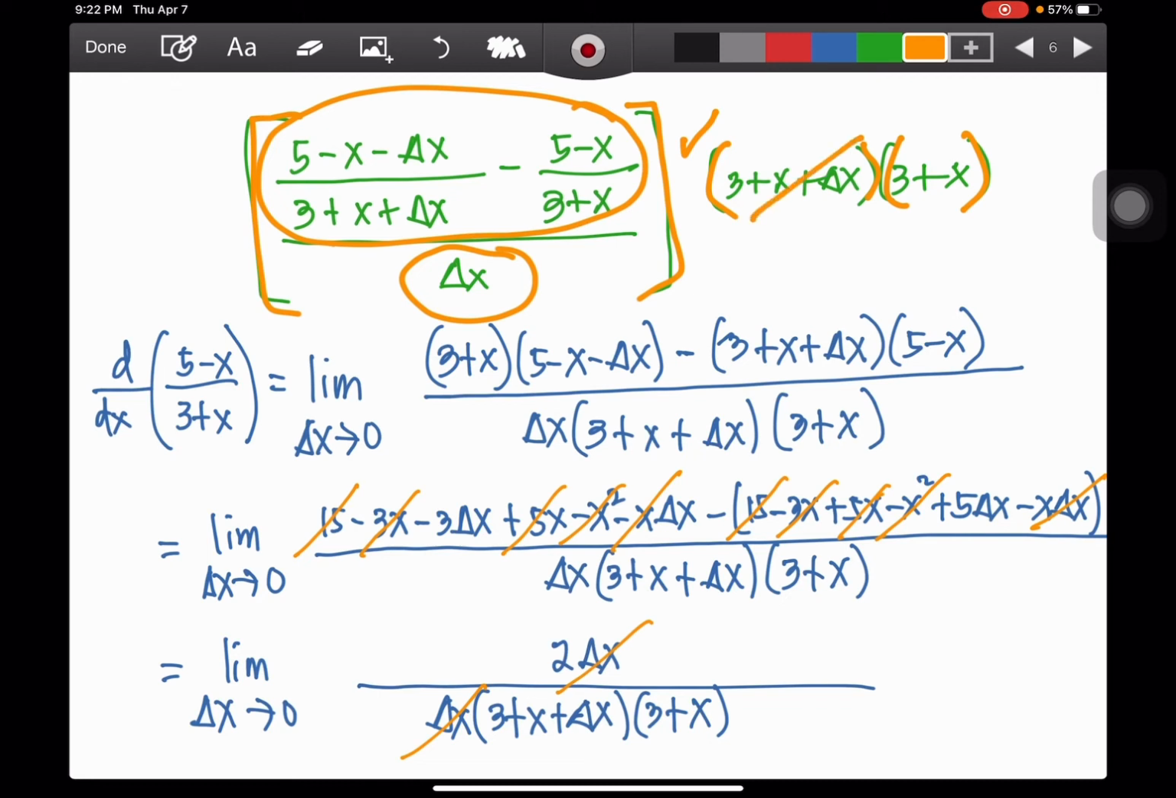So cancel, so that the leftover is 3 plus x multiplied by the numerator, 5 minus x minus delta x. And then cancel this, so that the leftover is 3 plus x plus delta x times the numerator, 5 minus x. Again, this is the negative taken from here. Then the denominator is delta x times 3 plus x plus delta x times 3 plus x as delta x approaches 0.